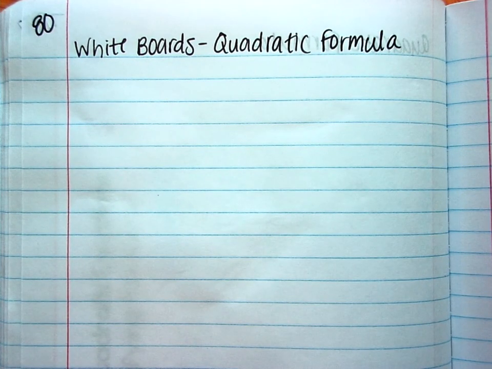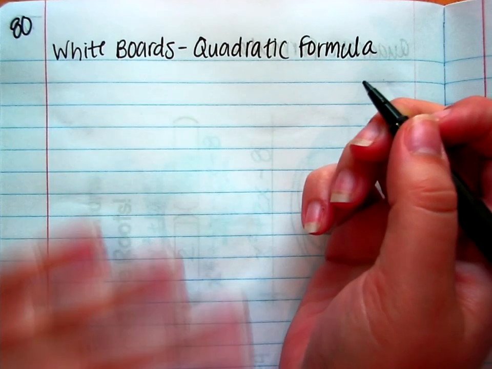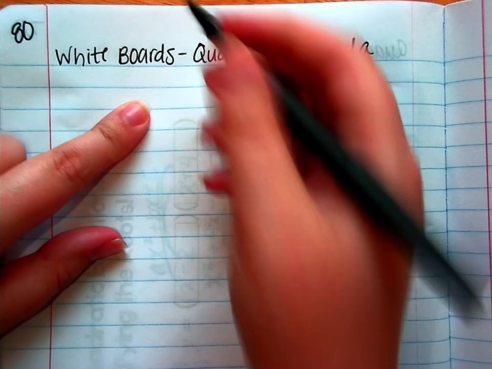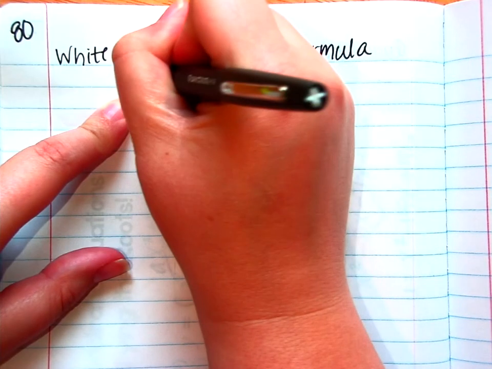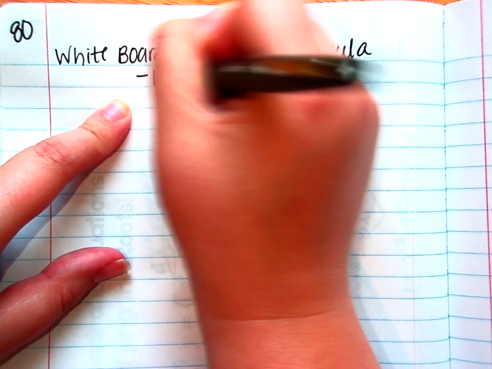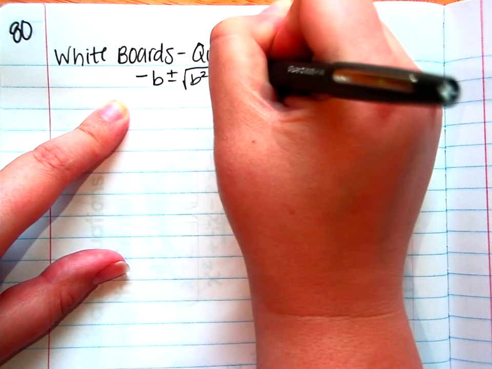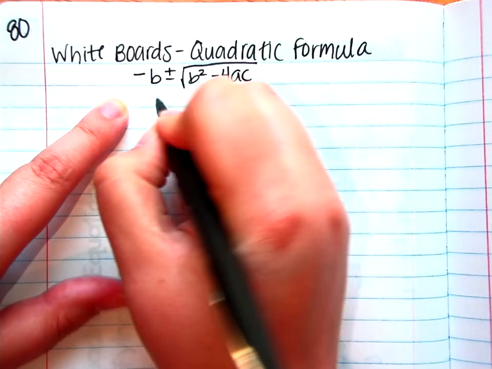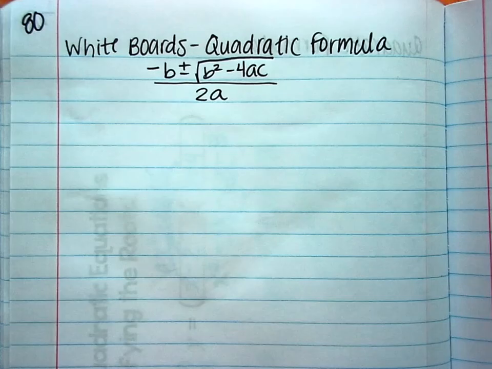And I'm going to go ahead and write down the quadratic formula, so you don't have to keep flipping back and forth. So at the top of your page, we're going to do, you ready? You ready for the song? Opposite of b plus or minus square root of b squared minus 4ac all over 2a.